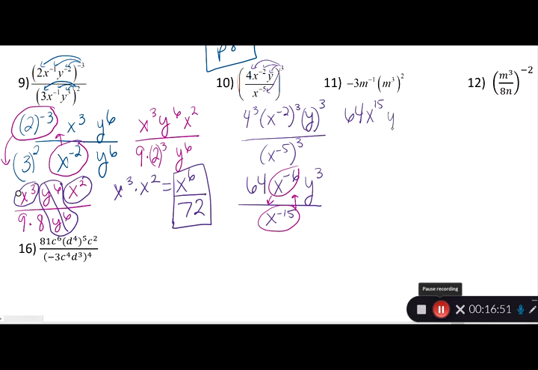Okay, so y cubed over x to the 6th. Now I have 15 minus 6, right? Because I have x to the 15 minus 6. Those are the same base. So I should do subtraction there. Which gives me x to the 9. So my answer is 64 x to the 9th power y cubed.